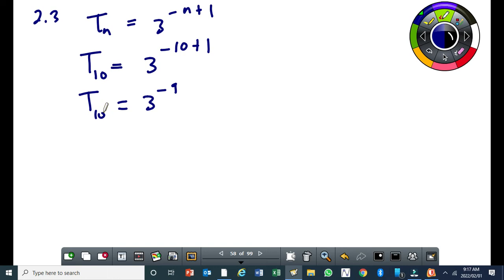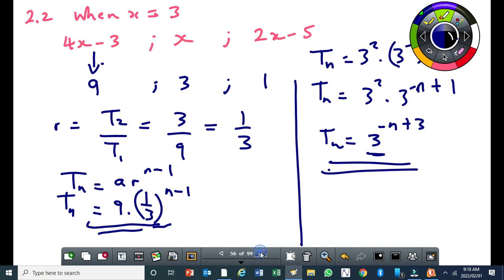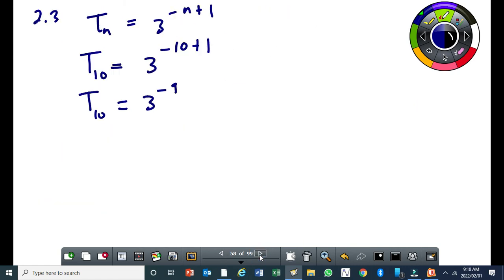But is it plus 1 or 3? Oh, so it's plus 3. Okay, let me change that. It's plus 3. You were all quiet. I just sense that something is not right. So let's change that. You're supposed to tell me if I put plus 1 instead of plus 3. So that will be 3 to the power of minus 7. You can simplify that if you want, but it's not necessary.